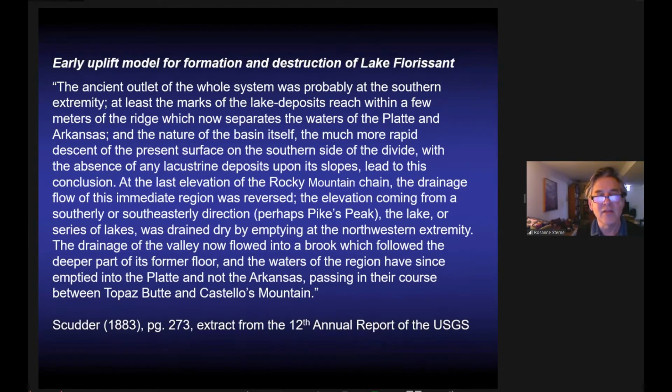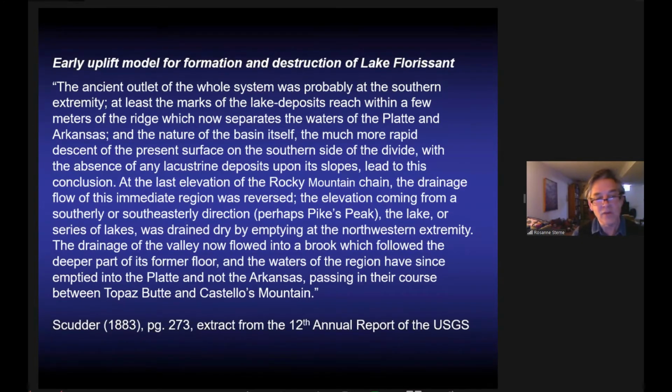At the last elevation, so they're saying that at the last uplift of the Rocky Mountain chain, the drainage flow of this immediate region was reversed. So they're talking about inverting the drainage, the elevation coming from a southerly or southeasterly direction, perhaps Pikes Peak. So they're seeing an axis of this dome off to the south or southeast, maybe Pikes Dome.